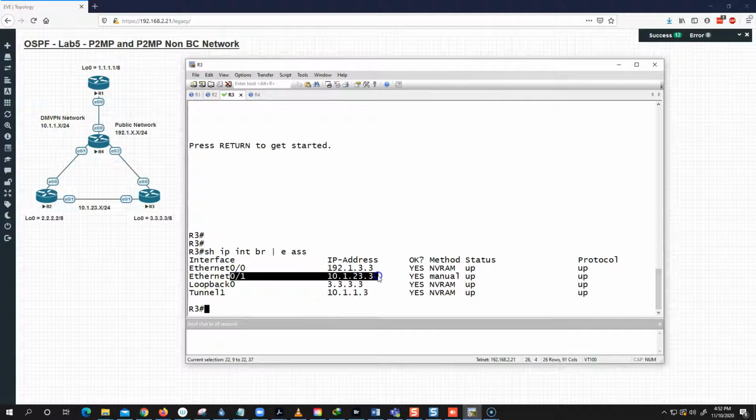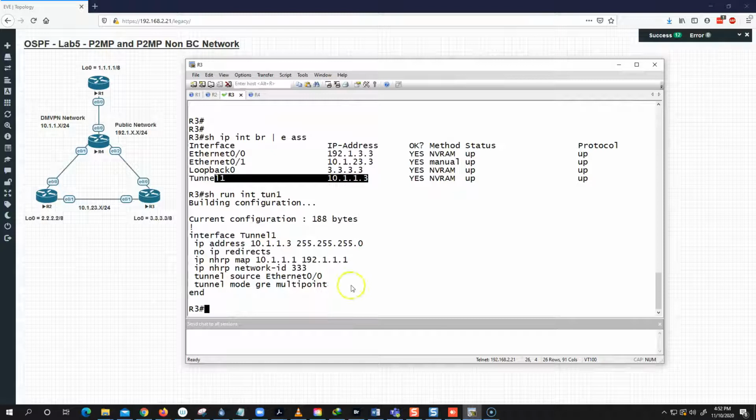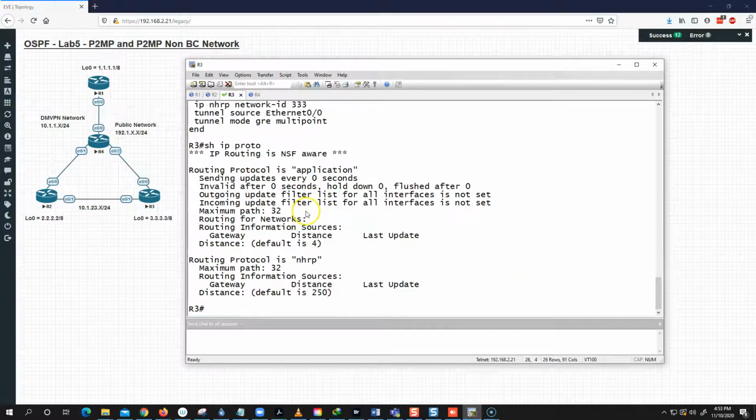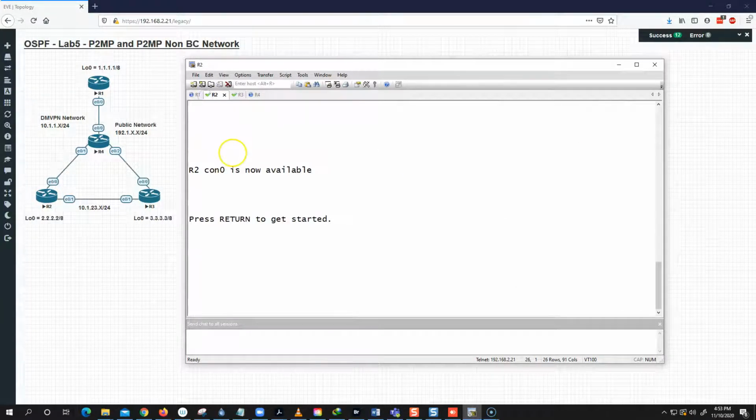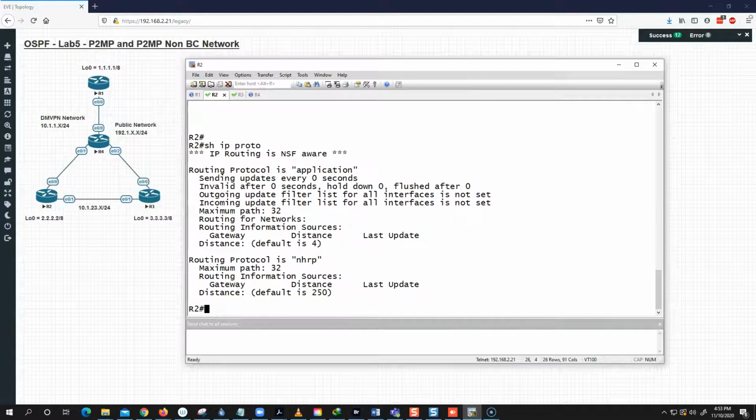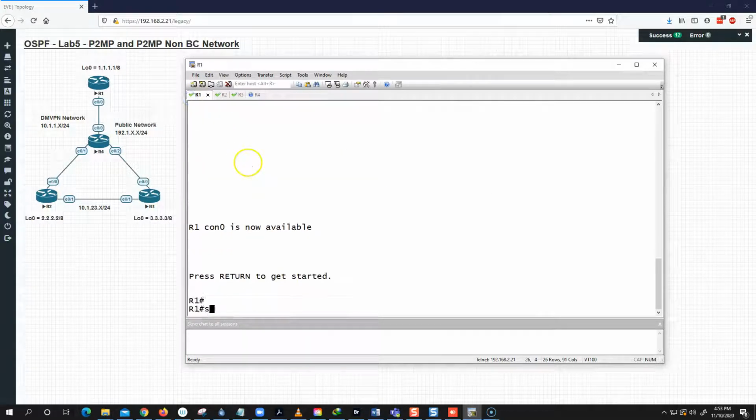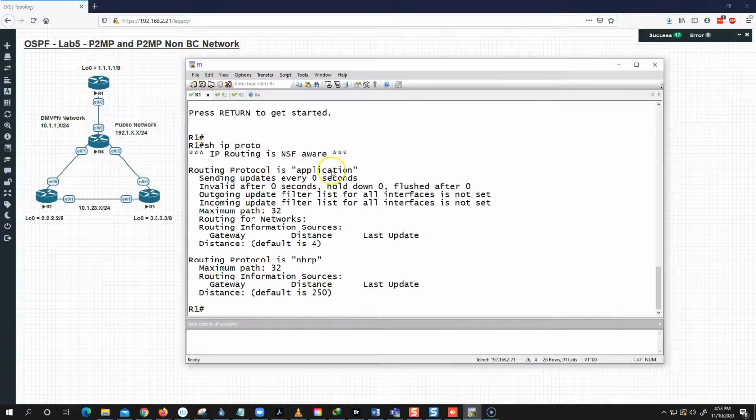interface, one LAN interface towards router 2, one loopback to simulate any network, and then we have a tunnel interface which is a DMVPN tunnel, and we can have only one mapping towards the hub, and router 1 is acting as the hub. Right now we are not running any routing protocols, so you can see we are not running any routing protocol on any router, and the idea is to run OSPF on all of these networks.